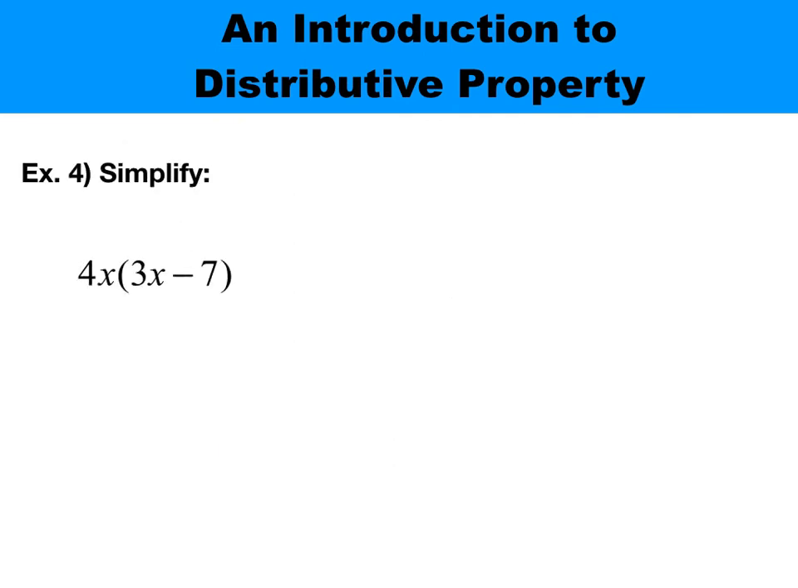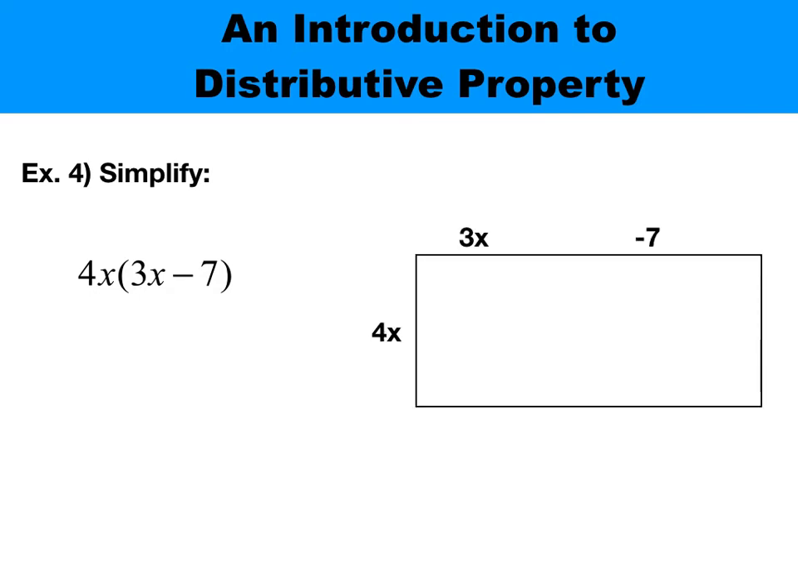For our next example, we now have a variable term on the outside, a monomial on the outside of our parentheses. So we're going to do a monomial times a binomial. Again, we can think about it visually, 4x on one side, 3x minus 7 on the other side. We can split it into 2 rectangles. The first rectangle is 4x times 3x, which gave us that 12x squared.